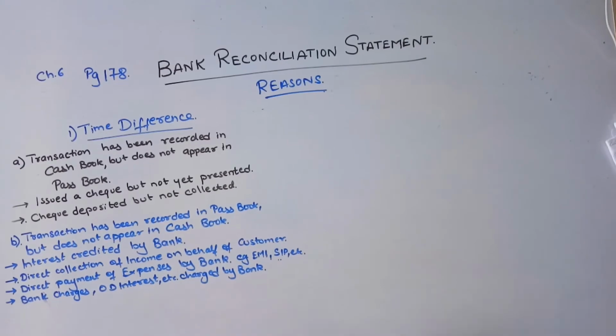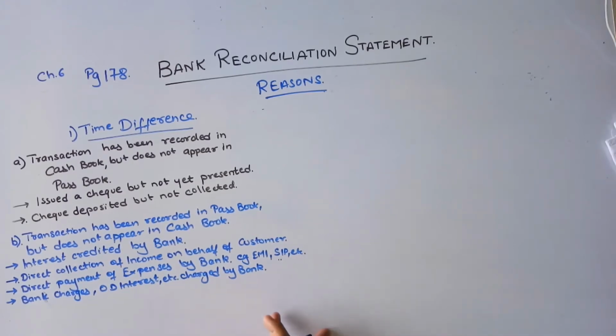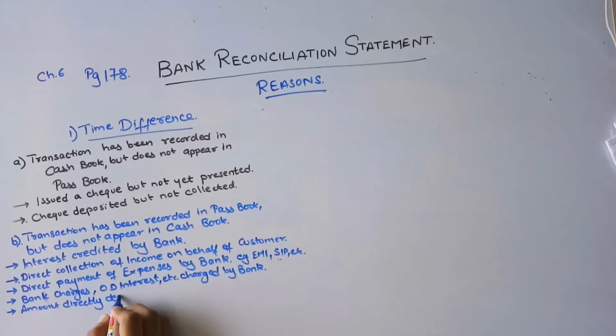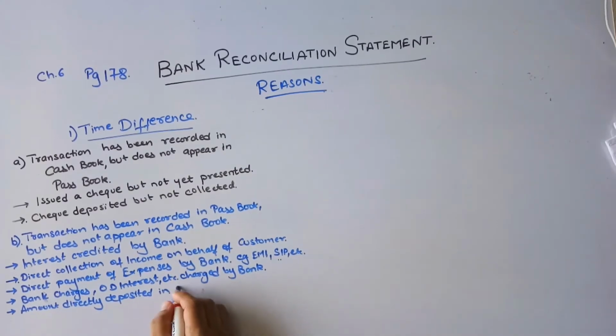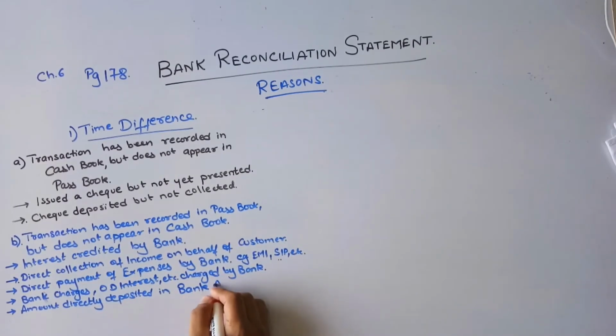These are a few reasons because of which the balance might get affected. There will be a difference. These are the causes because of which the balance as per the cash book and the balance as per the passbook will differ. And last, you can say, amount directly deposited in the bank account.